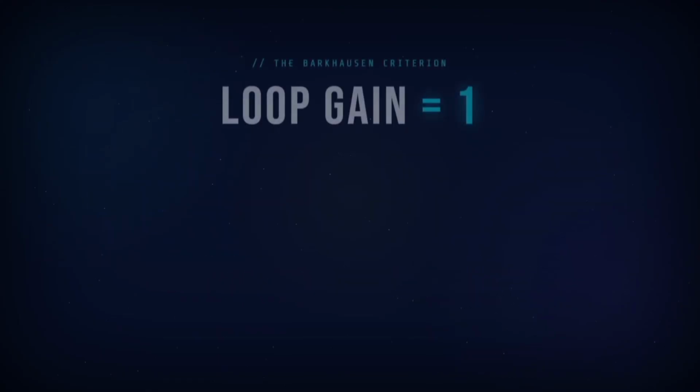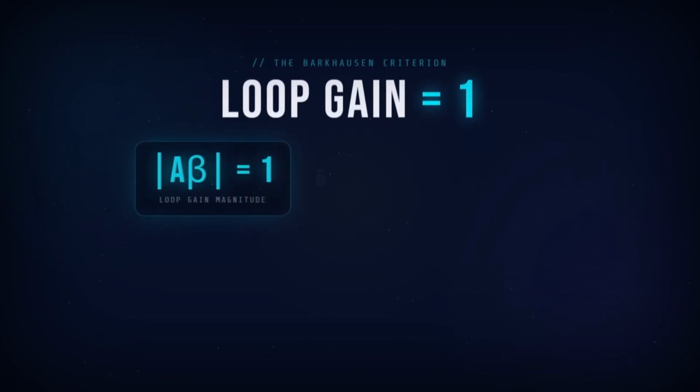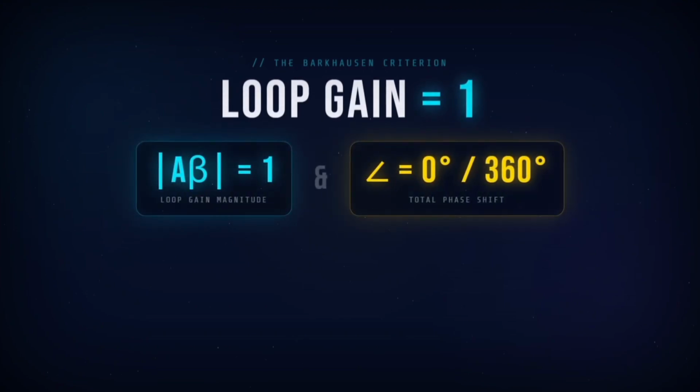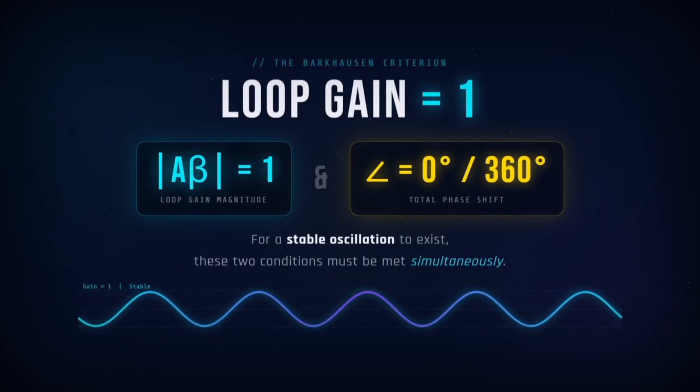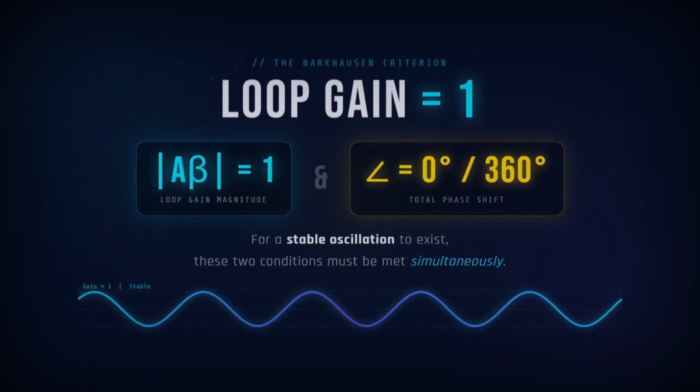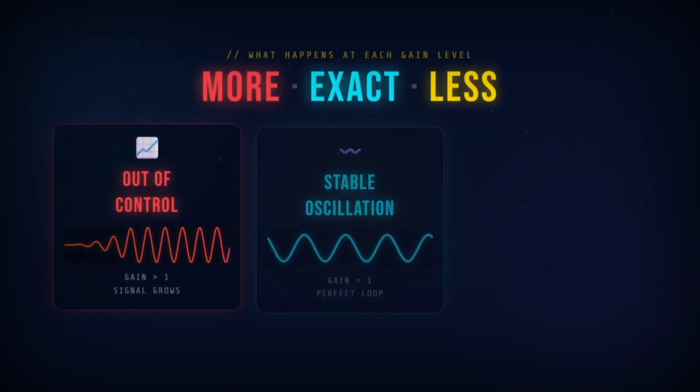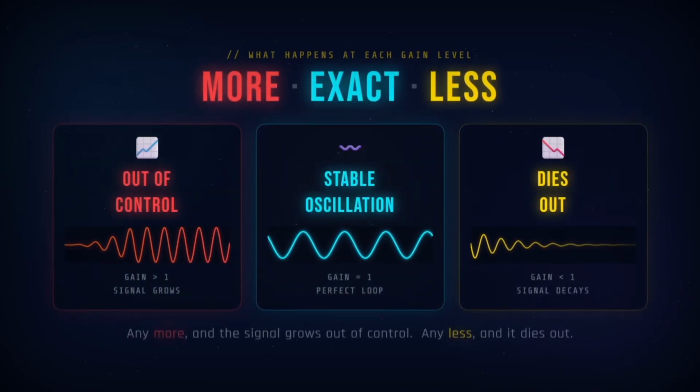Engineers call this the Barkhausen criterion. For a stable oscillation, the loop gain must equal exactly 1, and the total phase shift around the loop must be 0 or 360 degrees. Any more, and the signal grows out of control. Any less, and it dies out.